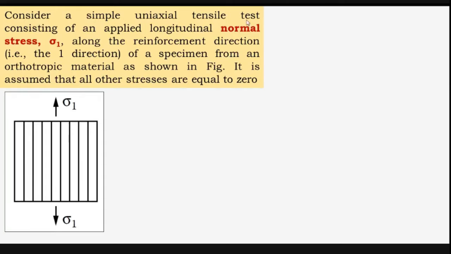Consider a simple uniaxial test consisting of applied longitudinal normal stress sigma 1. Okay, so this is the lamina and the load is applied along this, that is only sigma 1, along the reinforcement direction. So this direction is the reinforcement, fiber direction, suppose, of a specimen from an orthotropic material as shown in the figure. It is assumed that, so this sentence is very important, it is assumed that all other stresses are equal to 0.